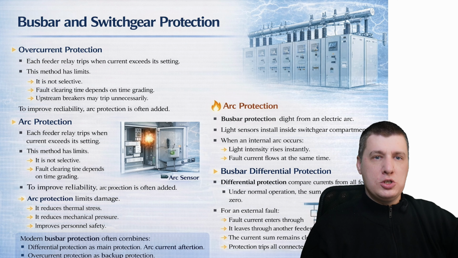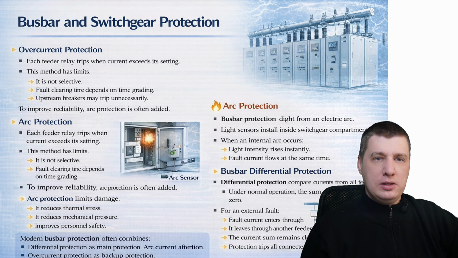The protection logic checks two conditions: arc light detection and overcurrent detection. If both conditions occur, the relay trips immediately. Tripping time is very short, typically a few milliseconds. Arc protection limits damage. It reduces thermal stress, it reduces mechanical pressure, and improves personal safety.